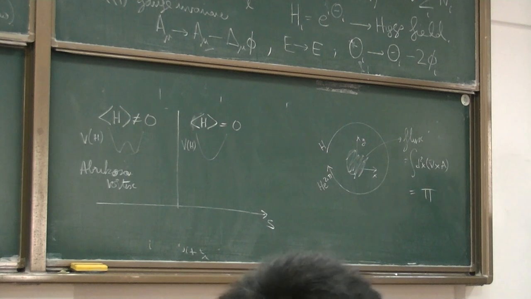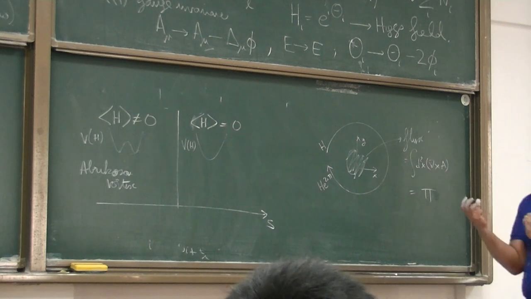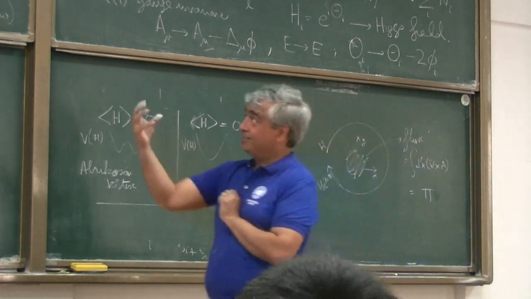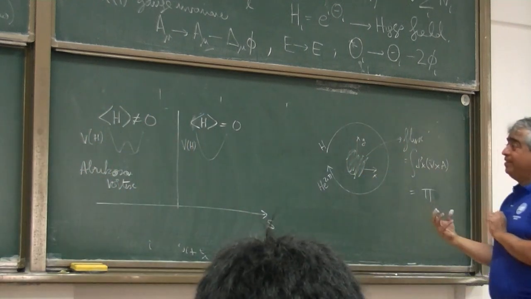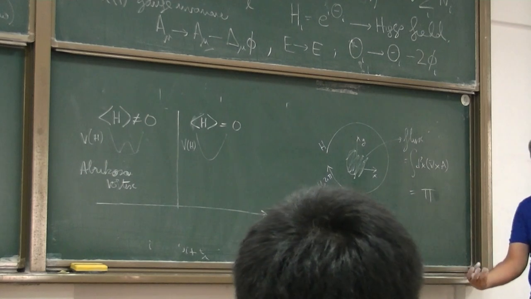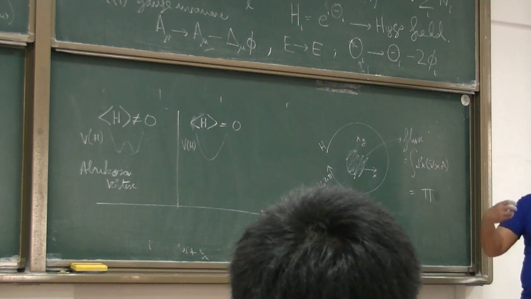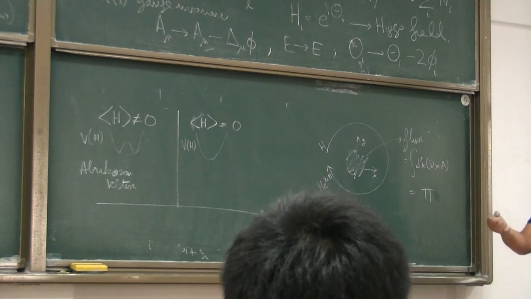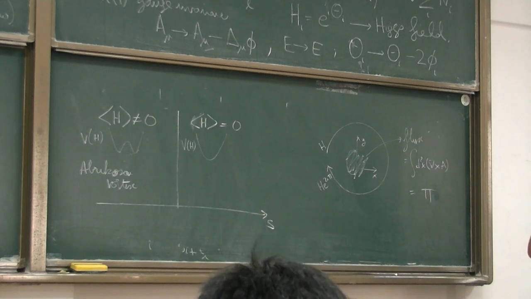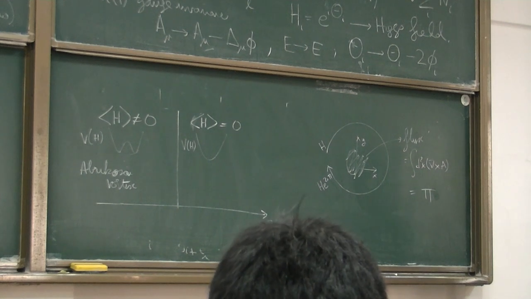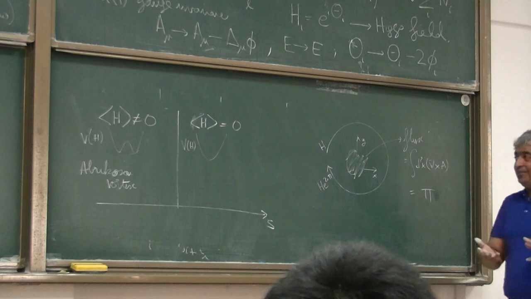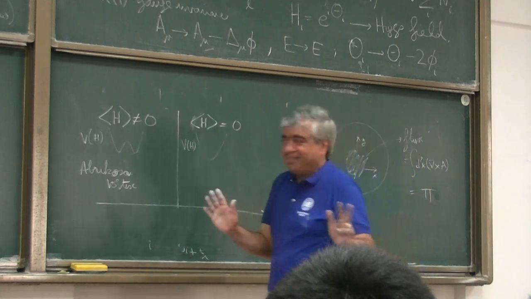So this is the object. This is the vison of the Z2 gauge theory. There also you have an object that carries flux π. So here you have an object that carries flux π. It only makes sense in the superconducting state, which is a state of flux expulsion. It makes no sense in the normal state, which has lots of flux. It's flux penetration.